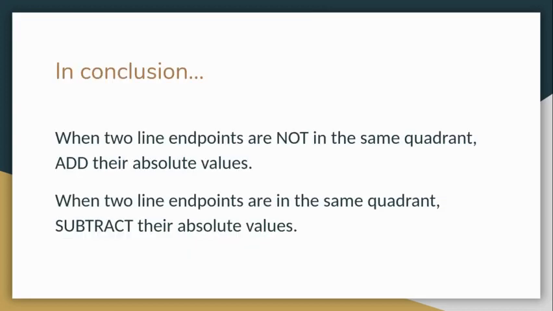In conclusion, when two line endpoints are not in the same quadrant of the coordinate plane, you need to add their absolute values. When two line endpoints are in the same quadrant, we must subtract their absolute values.